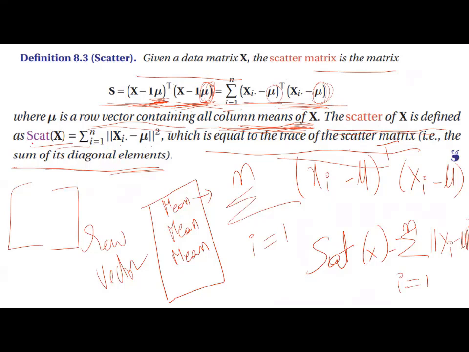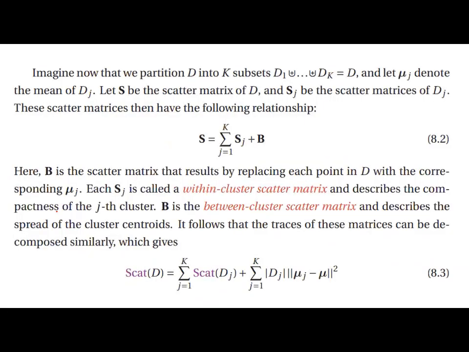Scat of X is equal to the trace of the scatter matrix. What is the trace of a scatter matrix? The sum of the diagonal elements is called the trace of a scatter matrix. Let us see some more.